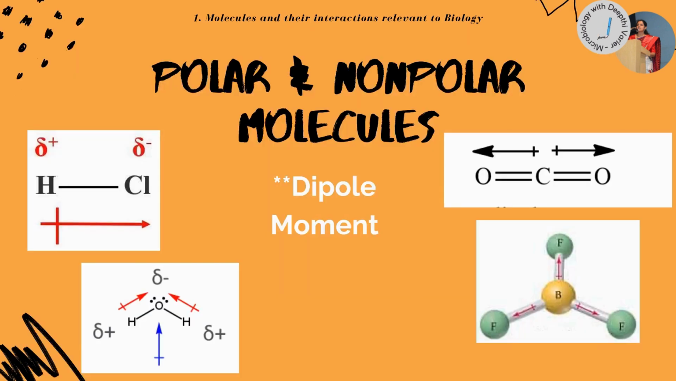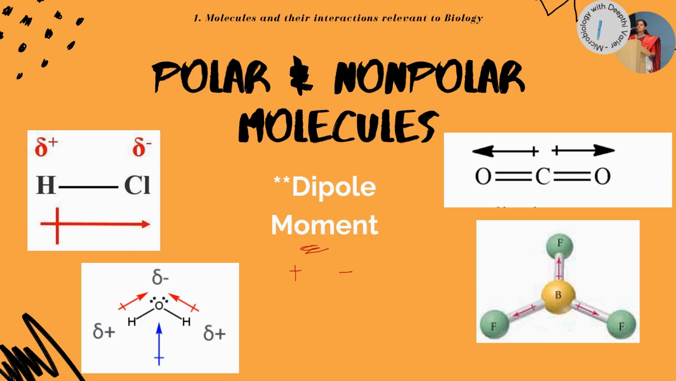Now, how do we identify whether the covalent molecule given to us is a polar covalent molecule or a non-polar covalent molecule? For that, we need to know something about dipole moment, which is seen in the molecules. Dipole moment is basically a measurement of the separation of opposite electrical charges. That means the separation of a positive charge and a negative charge. That measurement is what we call a dipole moment.